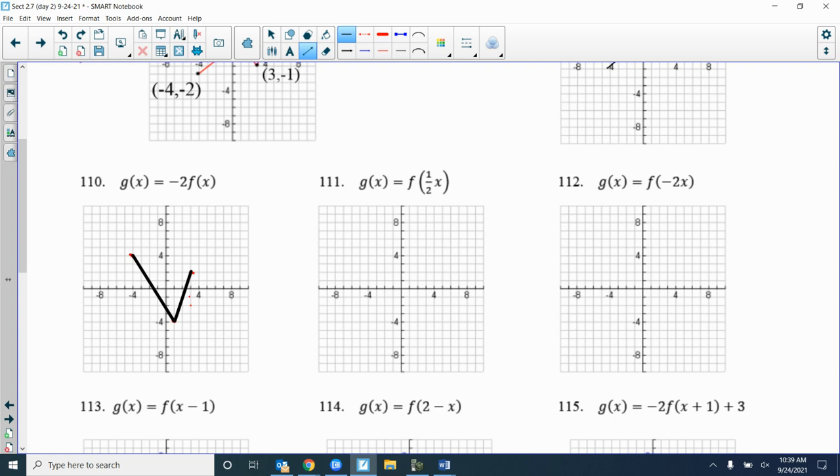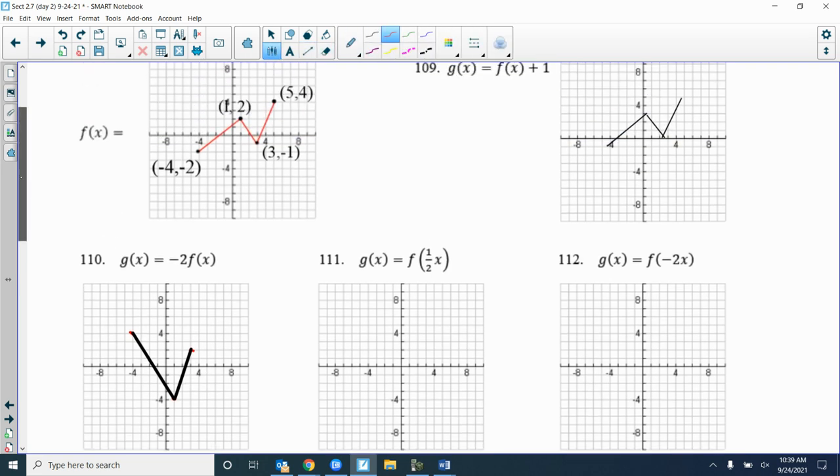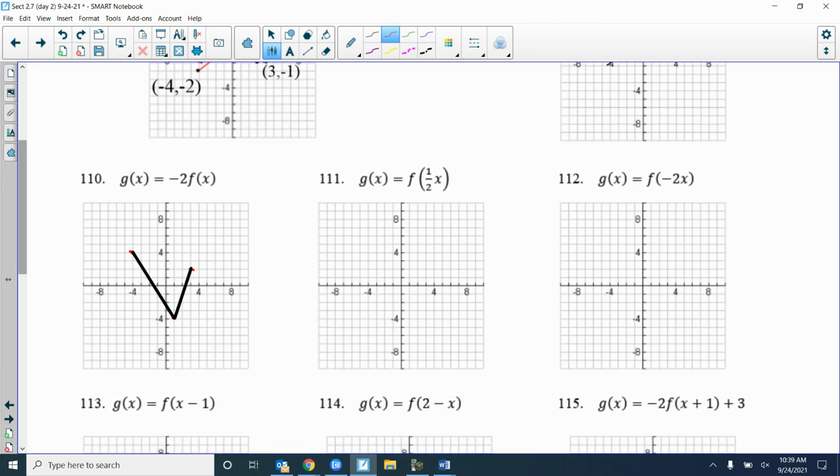Okay, so you got that. And then the last point, what is it, 5, 4? Where does it stretch to? 5, 8. And then when it reflects, it's going to end up at 5, -8. So it's going to look something like that. Okay.